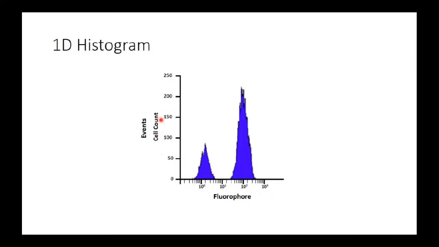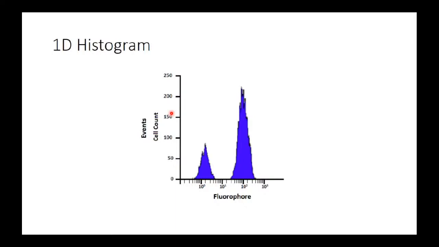Here we have the cell count, or the events. We call them the events passing through the laser beam. And here we have the signal of the fluorophore. So when I have a high signal of fluorophore, these are the cells expressing the protein of interest, and the cells that give a low signal on the fluorescence detectors are the cells not expressing the protein.